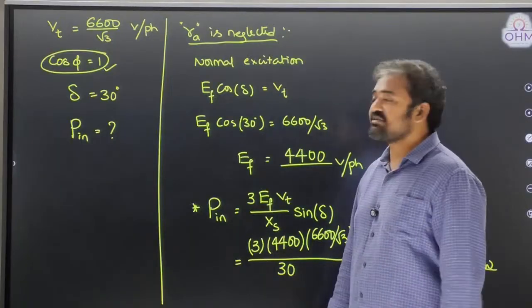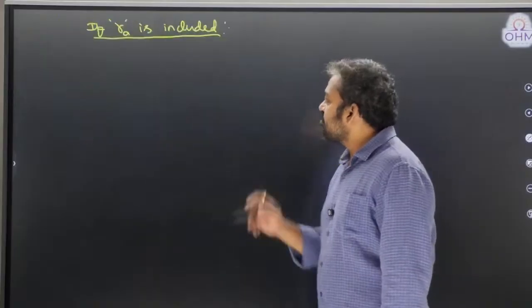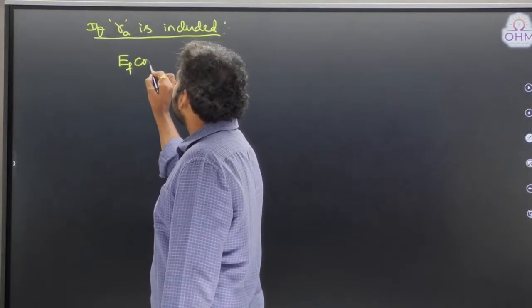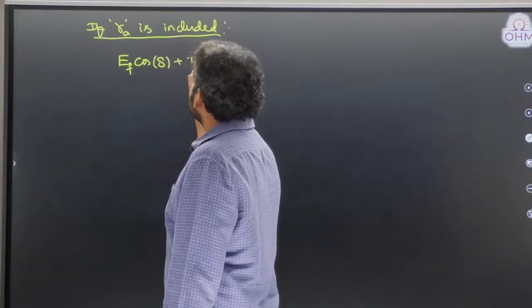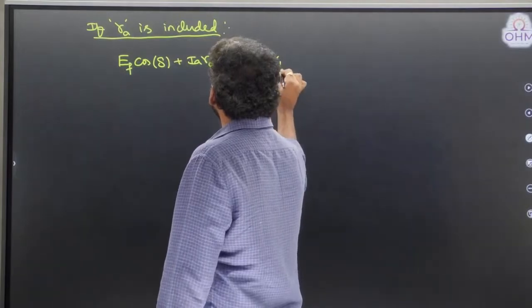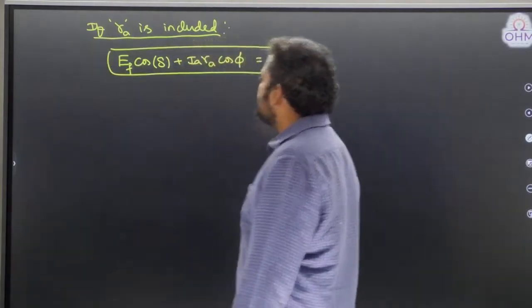Now what is the condition for normal excitation when RA is included? This is a motor, right? Therefore the condition is EF cos delta plus IA RA cos phi should be equal to VT. This is the condition for unity power factor.